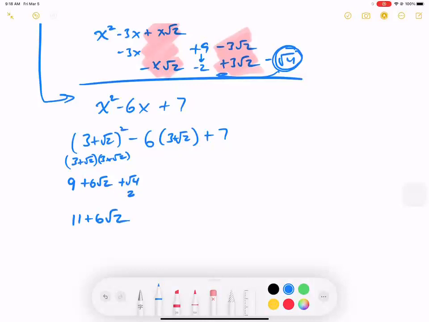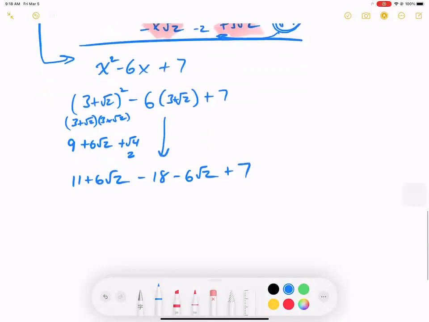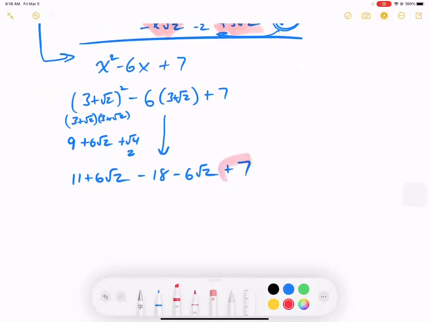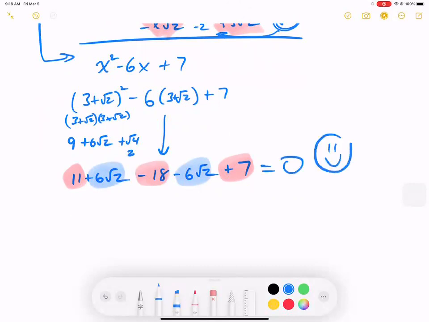All right, that's all the front. Let's distribute the middle term. Minus 18, minus 6 square root of 2. Then plus 7. We have positive 7 and positive 11 become positive 18. And doesn't 18 and minus 18 cancel out? Positive 6 square root of 2 minus 6 square root of 2, these cancel each other out, leaving me with a 0 at the end. It worked.